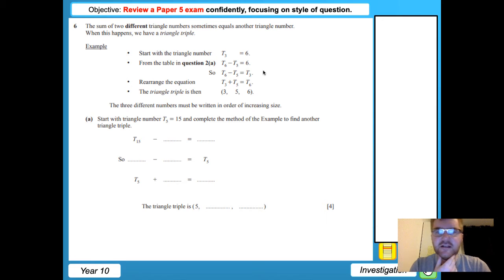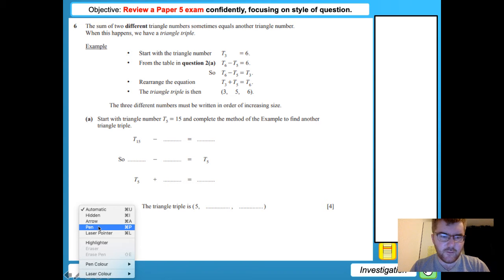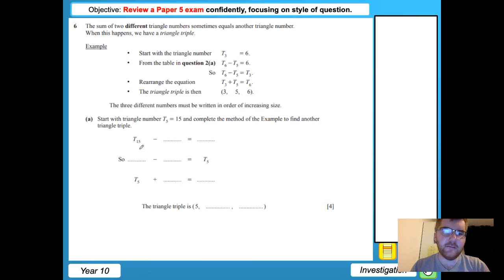Now on the surface that might seem quite confusing, but let's just do this together just to see how we get on. Notice we just need to fill in the gaps. So our first step is T5 is 15, so we're told that T5 is equal to 15. Now we check T15 minus the next number along, so T14.